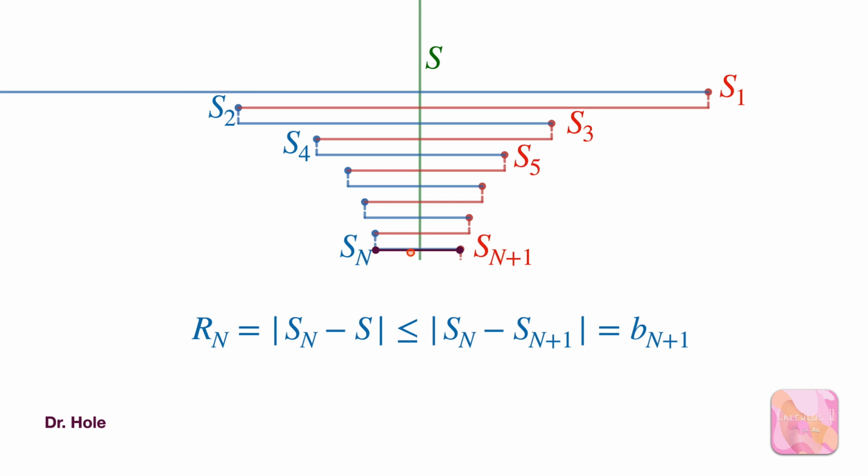So if you look at the nth partial sum, the next term is the difference between the current partial sum and the next partial sum. But the difference between the nth partial sum and the true limit is going to be a smaller quantity than the next term. And that difference between the nth partial sum and the true limit is exactly the remainder. Nice.